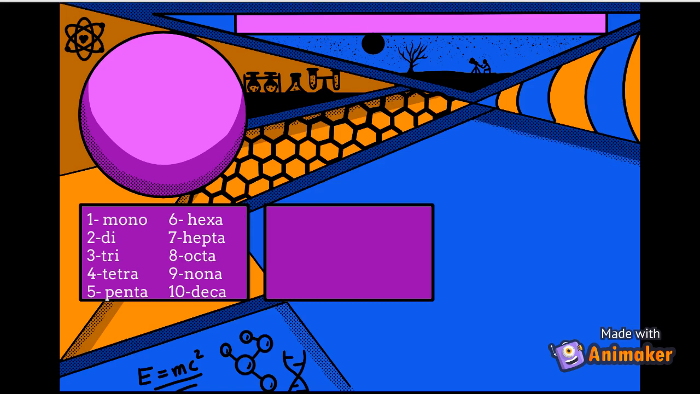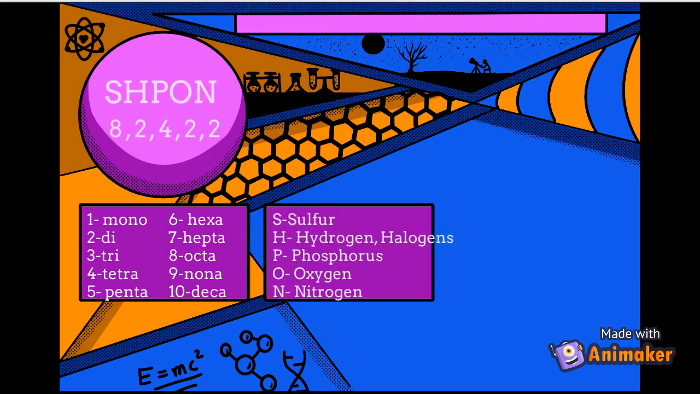Now moving on to SPON. SPON stands for the elements sulfur, hydrogen, phosphorus, oxygen, and nitrogen. The H also stands for halogens. The reason SPON exists is to tell you all the elements that are polyatomic.